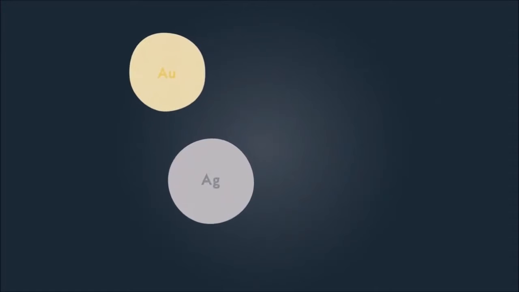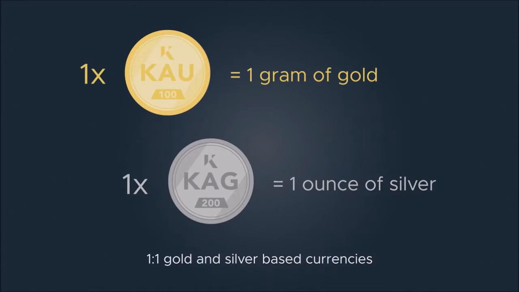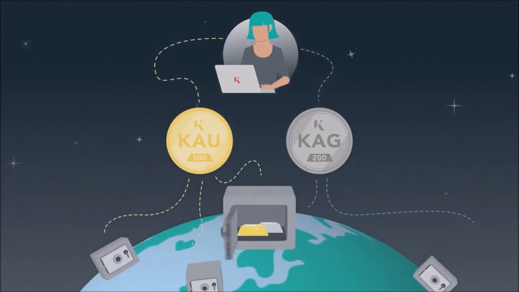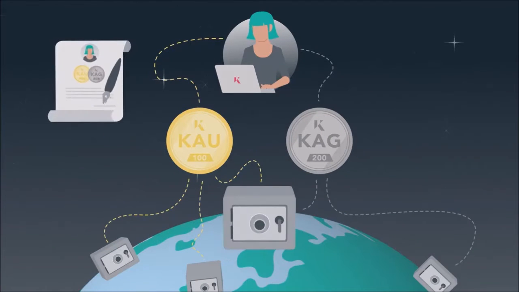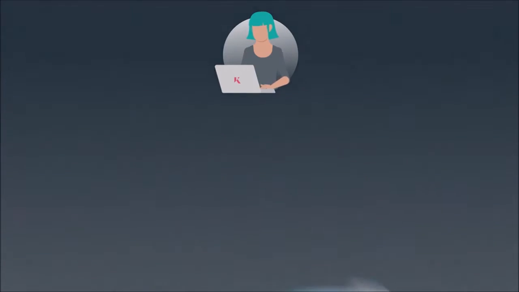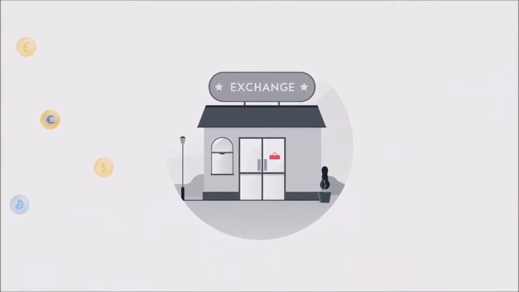1 KAU equals 1 gram of gold, and 1 KAG equals 1 ounce of silver. When you purchase Kinesis KAU or KAG, you're buying real gold or silver, which is legally titled to you and sits across our network of vaults. There are two ways you can convert your money into KAU and KAG.